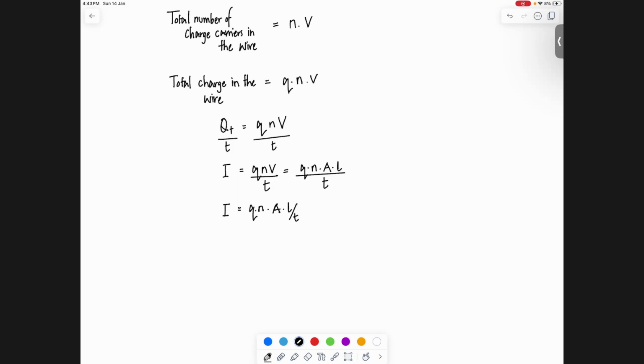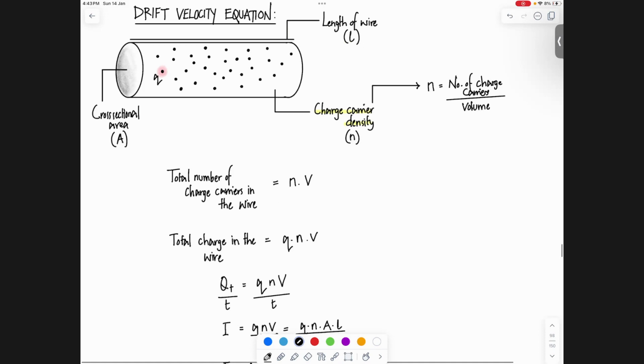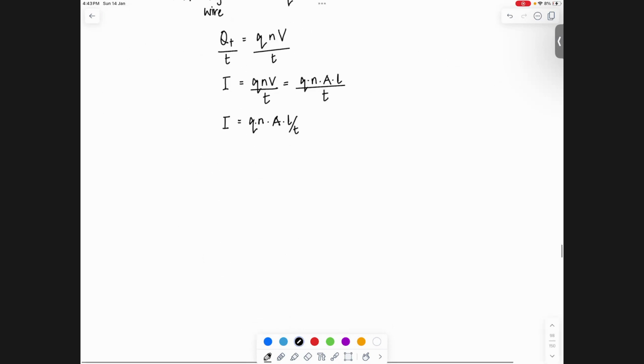The speed, right? So wouldn't that literally tell me how much time the charges took to travel the distance L? And wouldn't that tell me how fast they're moving, right? And that is your drift velocity, okay? So eventually we get the equation I equals nAqv, okay? And that v is what we refer to as the drift velocity of the electrons.